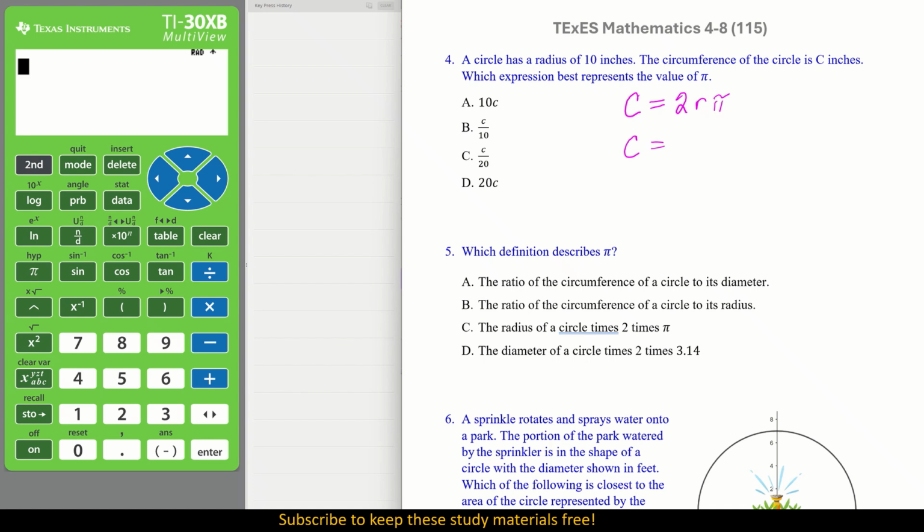Well, we have 2 times 10. So I could even do this. I could put in 10. Well, of course, that's 20. Divide by 20 on both sides because we want to solve for pi. Well, really quickly, you know that equals 1, so it's gone. So what do we have? Equivalent to pi, C over 20, and we know that that is C.